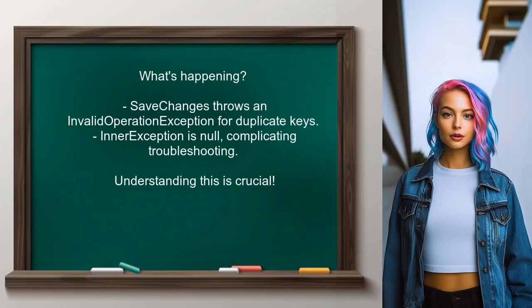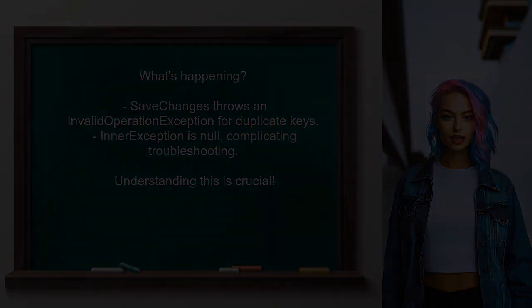So what exactly is happening here? When you call SaveChanges, Entity Framework Core throws an invalid operation exception if it detects a duplicate key. Unfortunately, the inner exception is null, making it tricky to pinpoint the exact issue. Understanding this is crucial for troubleshooting.